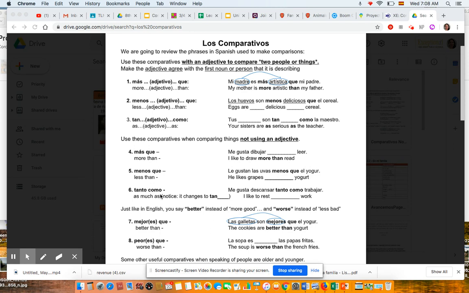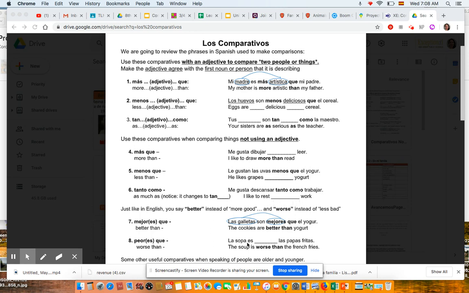And tanto como. So it's a little different: tan, adjective, como, from tanto como. As much as, so tan becomes tanto. Me gusta descansar tanto como trabajar. I like to rest as much as I like to work.